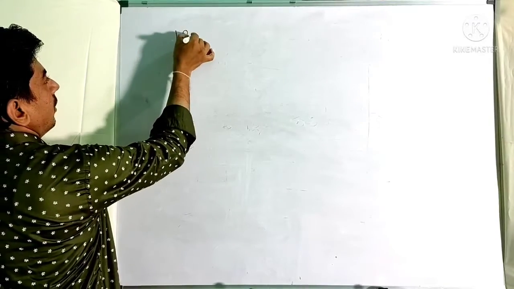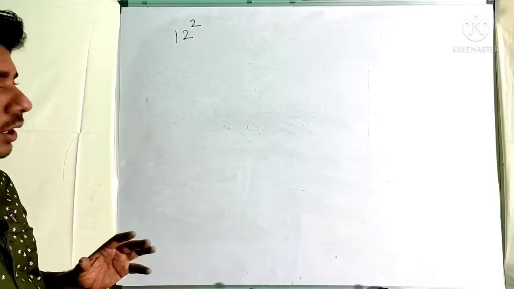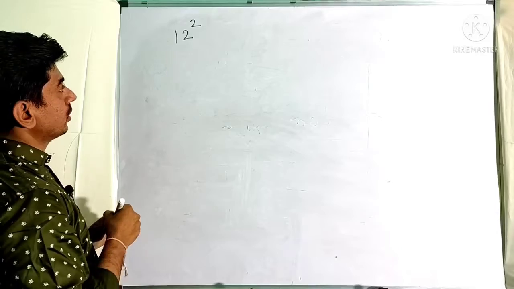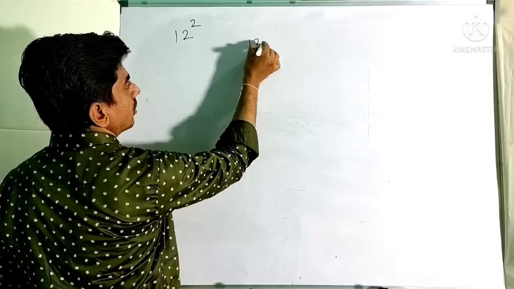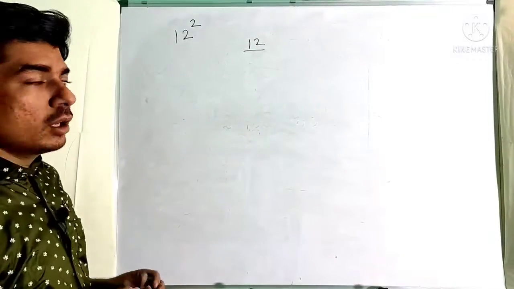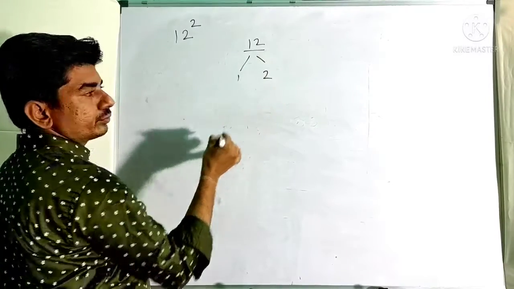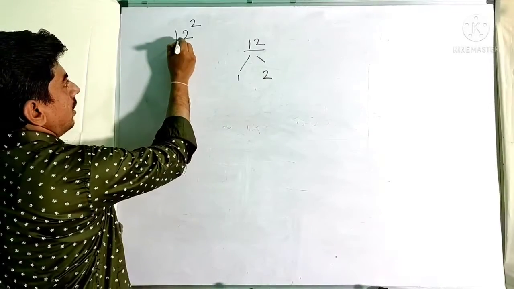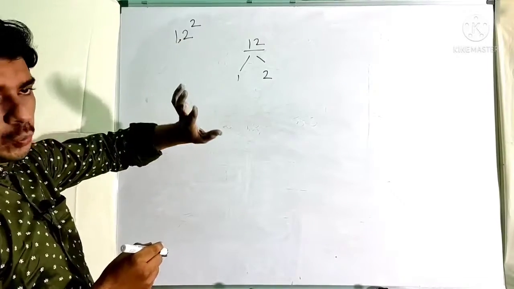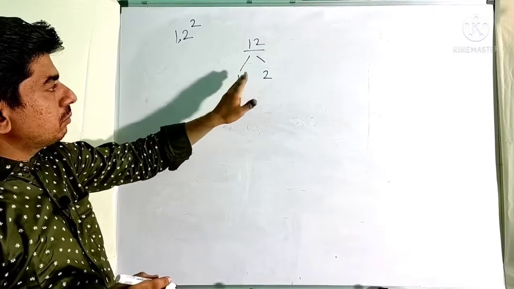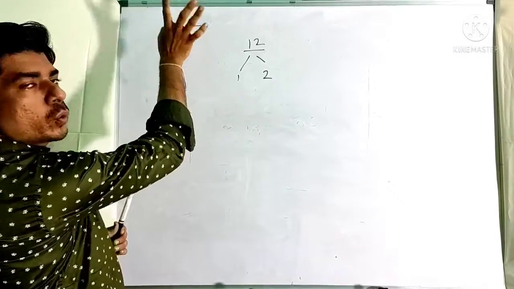Let's take the first example, the square of 12. I need to find the square of the given number 12. The first step is to split the number. 12 is a 2-digit number, so I am going to divide it as 1 and 2. I will put a comma between them, so there are two numbers, 1 and 2. I have divided the number into two single-digit numbers and I need to take the square of each.